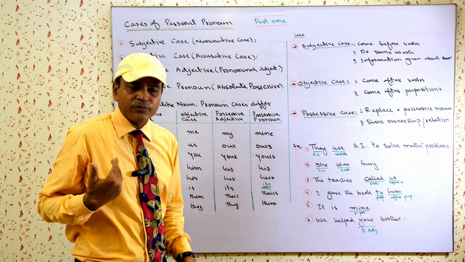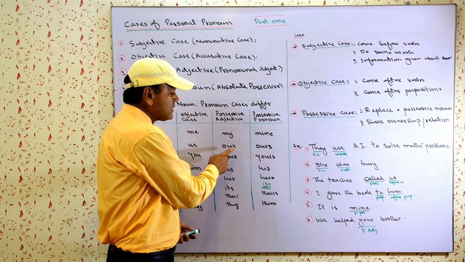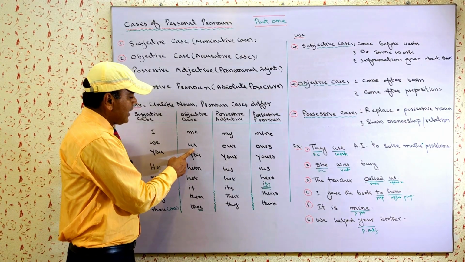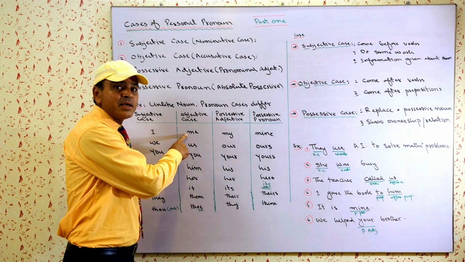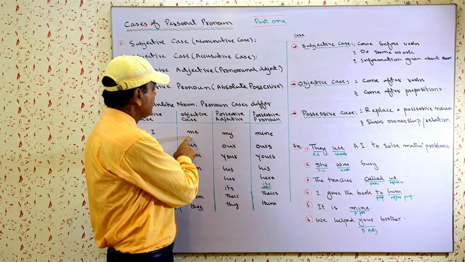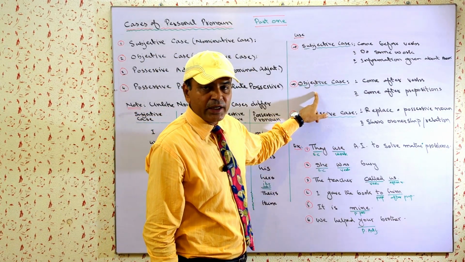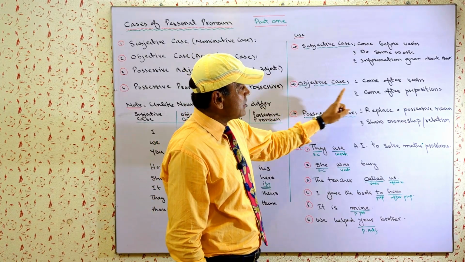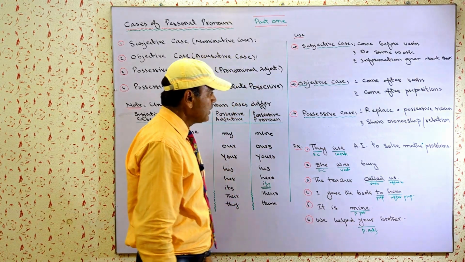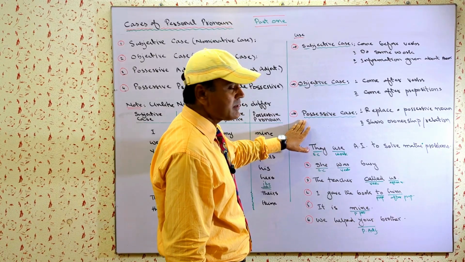To us. To is a preposition and us is objective case. And from me. From is a preposition and me is objective case. So the function of objective case in English grammar is that it always comes, or it also comes, after a preposition. Then the next one is possessive case.